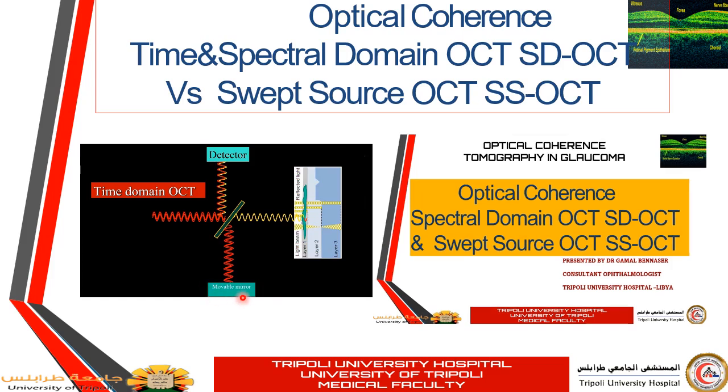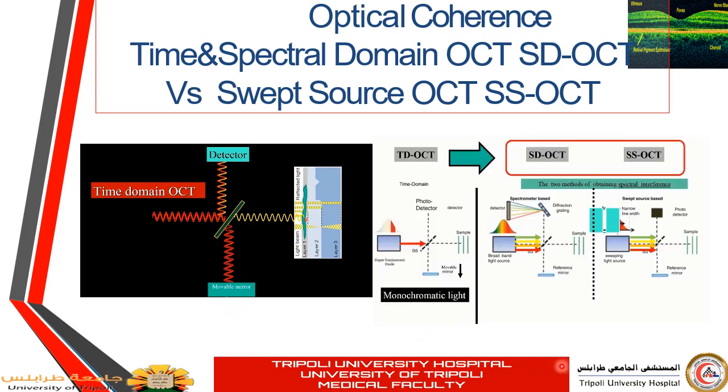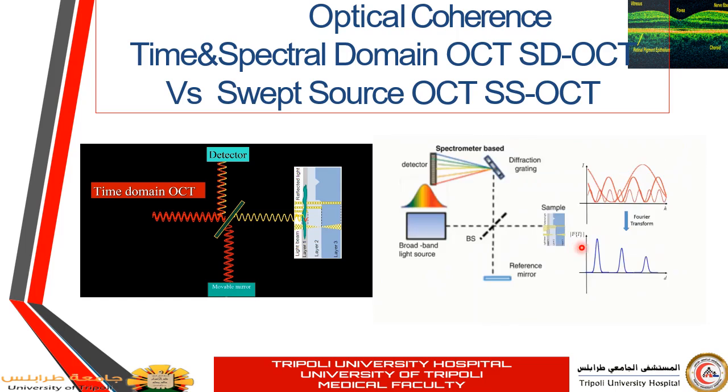However, when we look to the Fourier domain, instead of the monochromatic light, they use a broadband beam of light that contains all the spectrum of the rays, and then the same thing, the rays will be reflected to the eye and to the sample reference mirror, and the rays reflected will be detected by a spectrometer based detector, and then constructive interference takes place and displays the image.